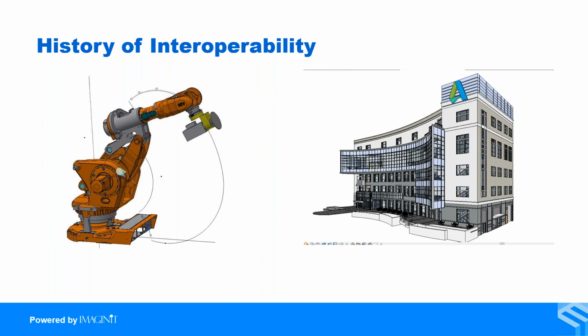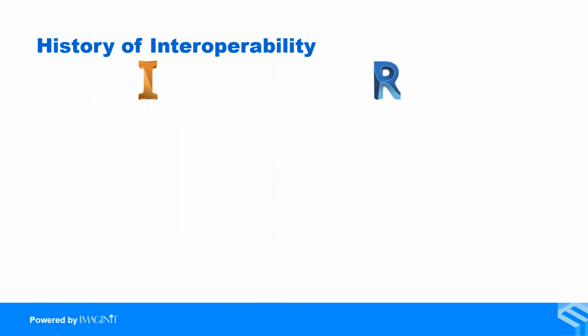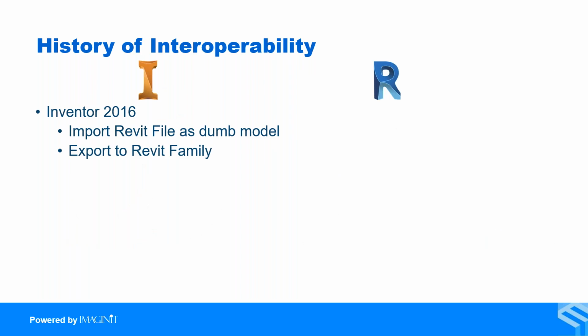So we have this idea, it used to be really easy, we just throw DWGs over. All of a sudden we've got two different worlds that we're living in and two different ways of thinking. So what we started to see is back in Inventor 2016, there was this idea that you could import a Revit file as a dumb model. And up to this point, all we could do is share DWGs or SAT files. So, very limited exchange. But now we could import Revit. It does come in as a dumb model. So it's a file that comes in, but it definitely doesn't have any intelligence to it. You could then export out to a Revit family.